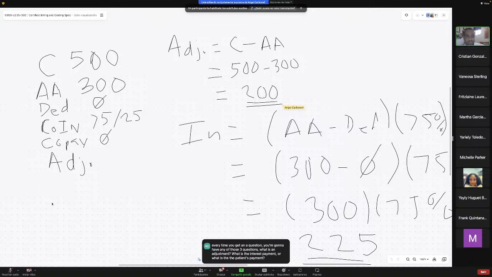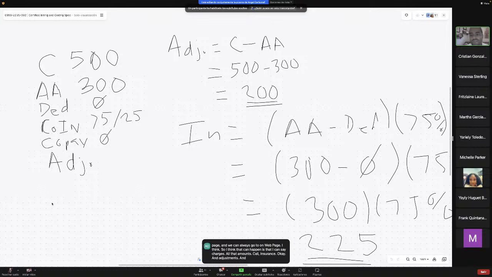A few specific things that can happen. Let me, can I use another page? We can always go to another page, I think. Yes. So one of the things that can happen is that I can say charges, allowed amount. I can say deductible. Co-insurance. Okay. And then adjustments.